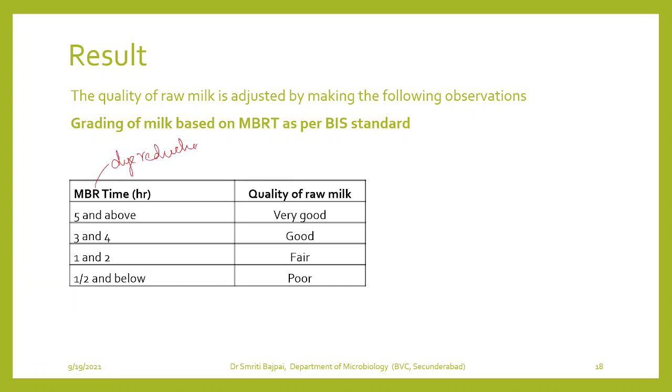Dye reduction time. Okay, so this dye could be Resazurin or methylene blue. If it is 5 hours and above, the quality of the milk is very good. That means fewer organisms are there and the metabolic activity is less. And if the time is very short, like less than half an hour, the color is going to fade, or the color is going to disappear. That means the quality is very poor, meaning more organisms are present. So this way we can grade the quality of the milk, and we can do the qualitative analysis of the given milk sample. Thank you.